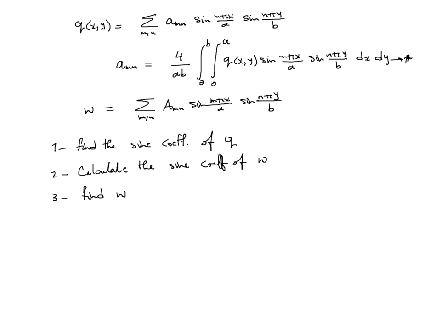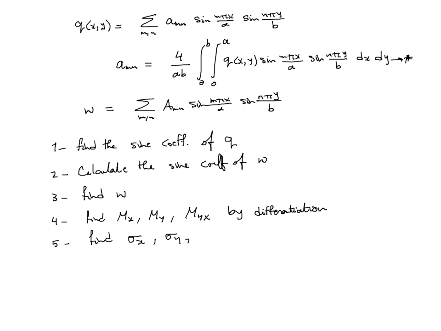But usually we are not only interested in finding the deformation. In structures, we are also interested in finding the stresses. And to find stresses, we can easily find Mx, My, and Mxy by differentiation. And from these, we can find sigma x, sigma y, and tau xy, and we can use these to evaluate failure and see if the plate failed or hasn't failed. So as you can easily see, the procedure is quite straightforward.